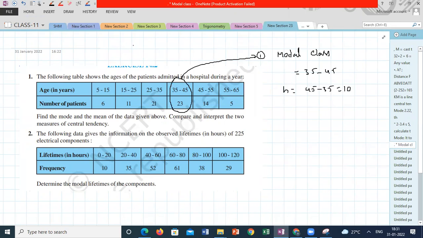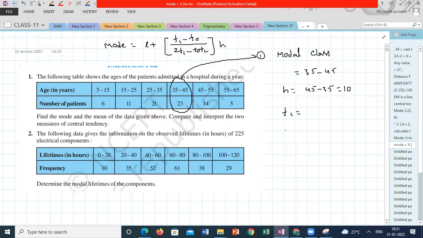What is the formula for the mode? Mode is equal to L plus, what is the formula, students? F1 minus F0 by 2F1 minus F0 minus F2 into H. So I got the H value. So what is F1? What is F0? What is F2? And L is equal to the lower limit, that is 35.